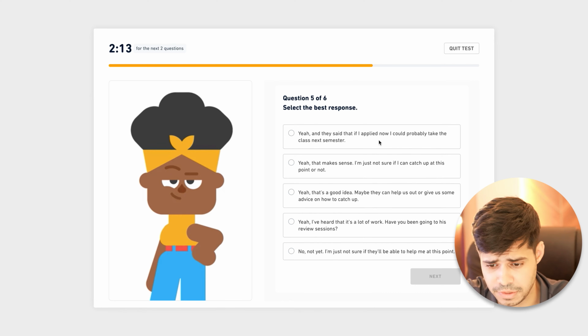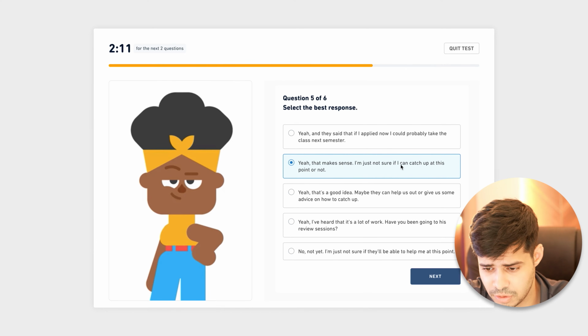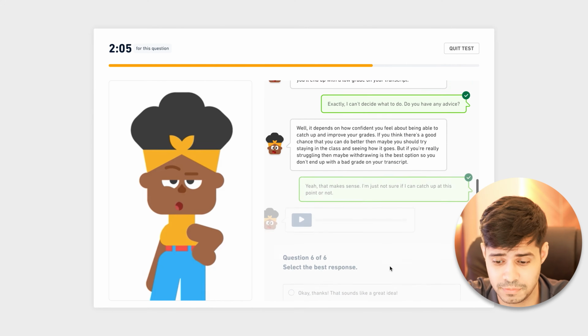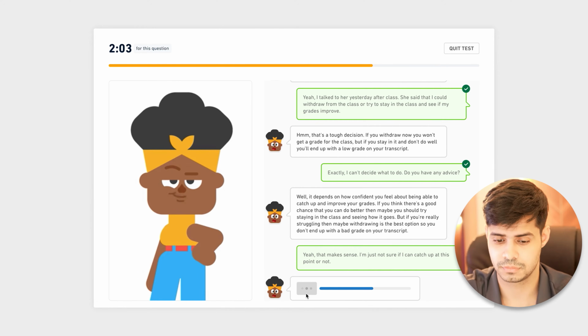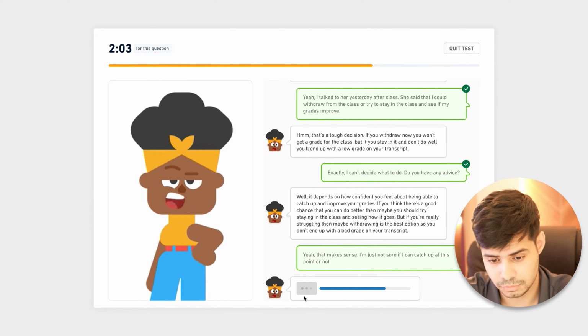Yeah, that makes sense. I'm just not sure if I can catch up at this point or not. Yeah, it's a lot of work. Well, why don't we take a look at your syllabus and see what's coming up in the next few weeks? Maybe we can help you make a plan for catching up on the readings and getting better grades on future assignments so that by the end of the semester your grade will be where you want it to be.